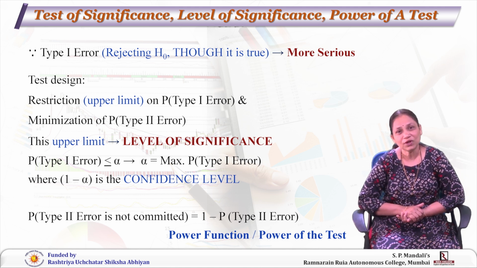The probability that no type 2 error occurs, that is 1 minus the probability of type 2 error, is called the power function or the power of the test.